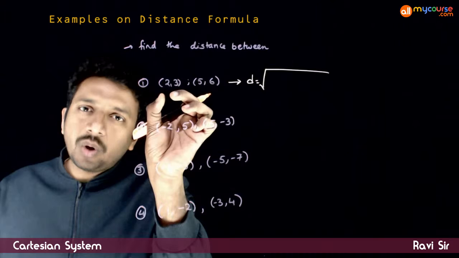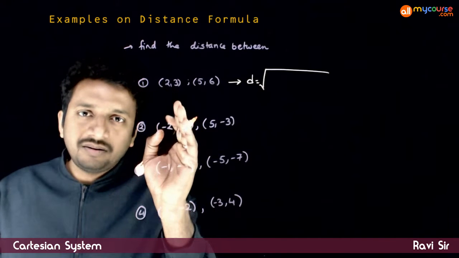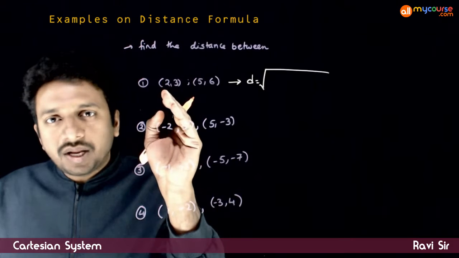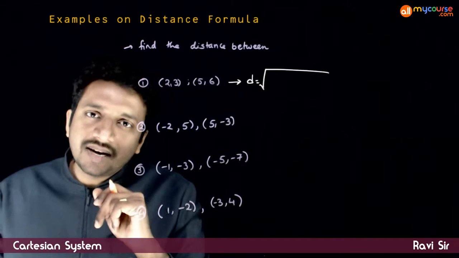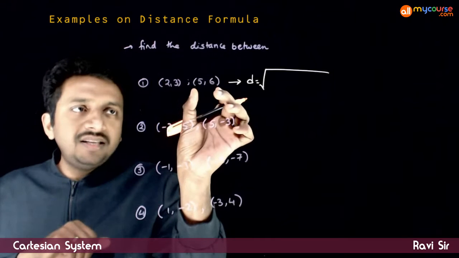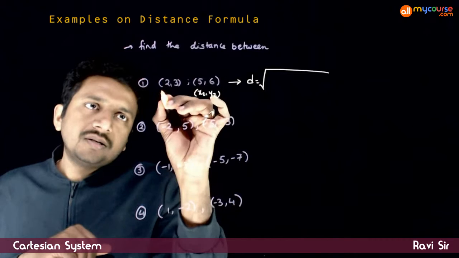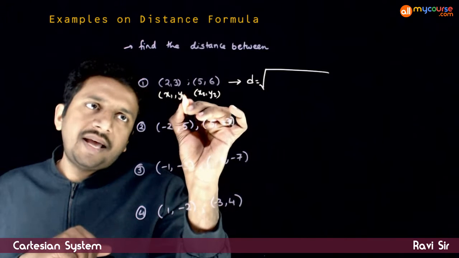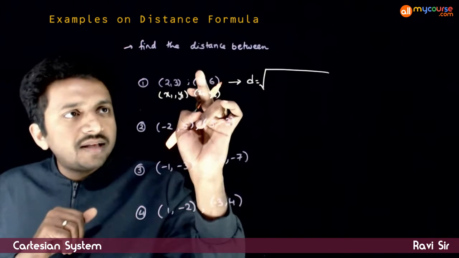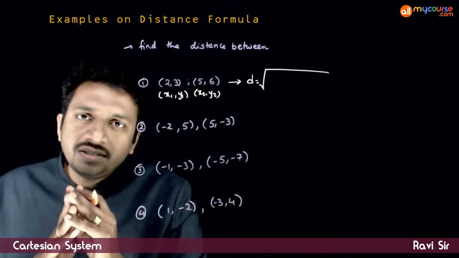You can take any point as x1, y1, any point as x2, y2. It doesn't really matter. It's not necessary that the first one has to be taken as x1, y1 and the second as x2, y2. You can take them in any order. So let these coordinates be x1, y1, and these x2, y2. So x2 is 5, y2 is 6, x1 is 2, y1 is 3.